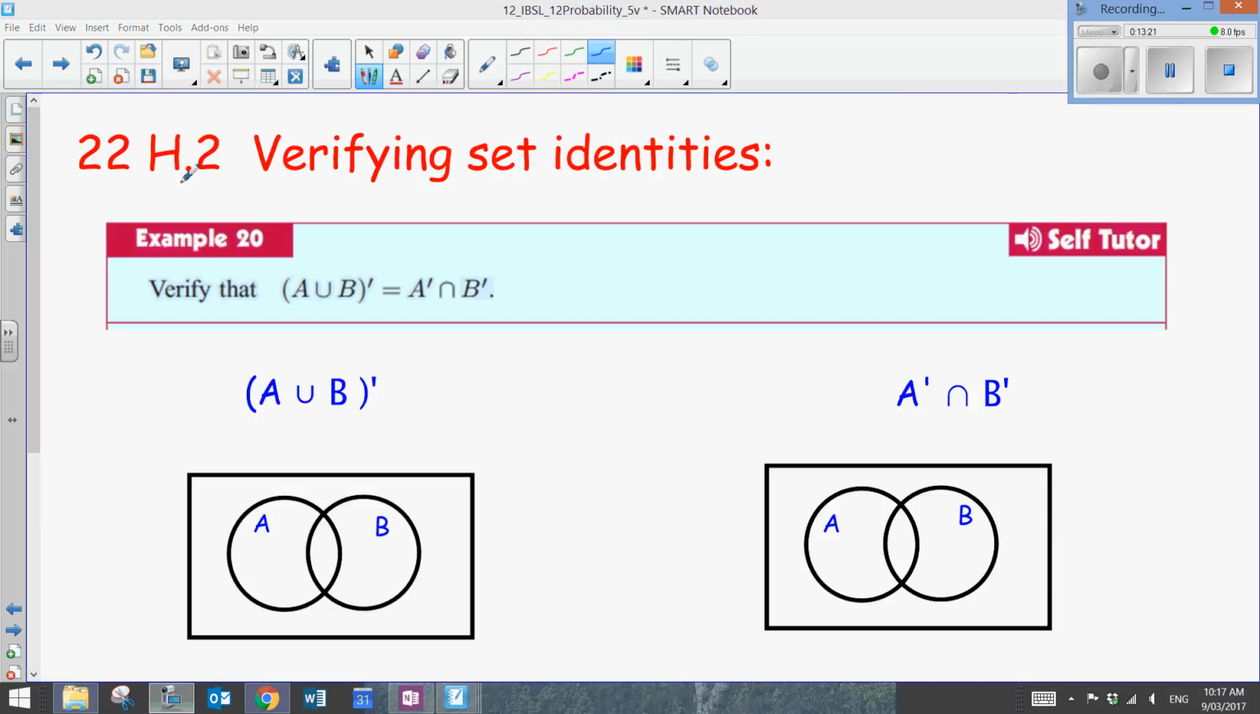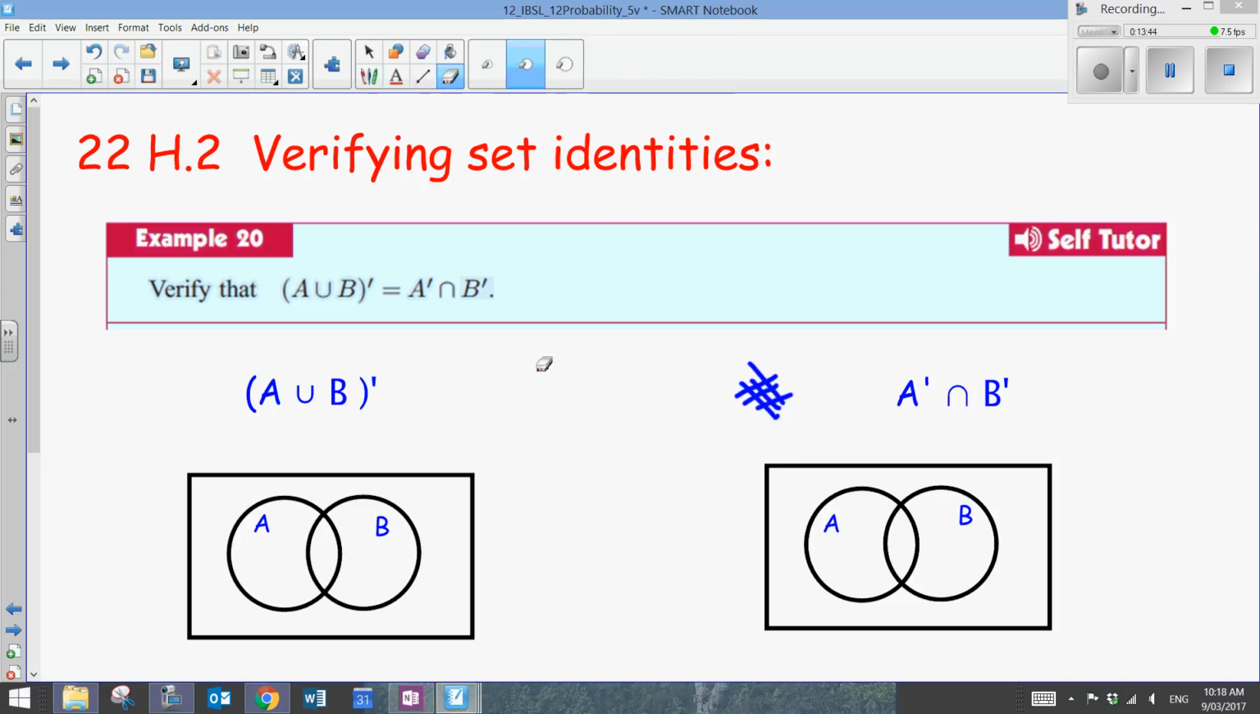Last but not least, in H.2, we're asked to verify set identities. So here we're asked to show that A union B complement is the same as not A intersect with not B. So we'll do that by using our Venn diagrams, and sometimes you might need to use multiple colors or different strokes. So you might want to use a sideways this way and maybe a sideways that way to show an overlap. If you're just using one color on your exam, you might need to find different ways to show what's going on.